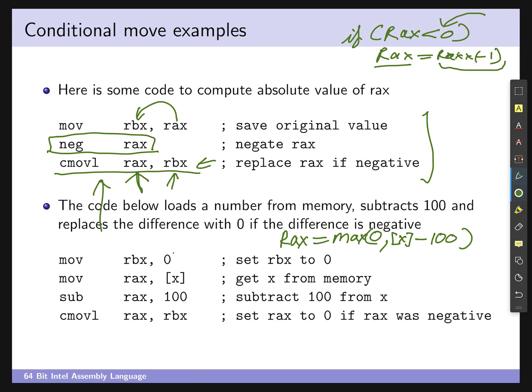So the first thing is I'm just going to load 0 into RBX. Then I'm going to load my x variable into another register. I'm going to load that into RAX. Then I'm going to perform my subtraction. So I'm basically doing this x minus 100. Now we want to figure out, are we going to use 0?